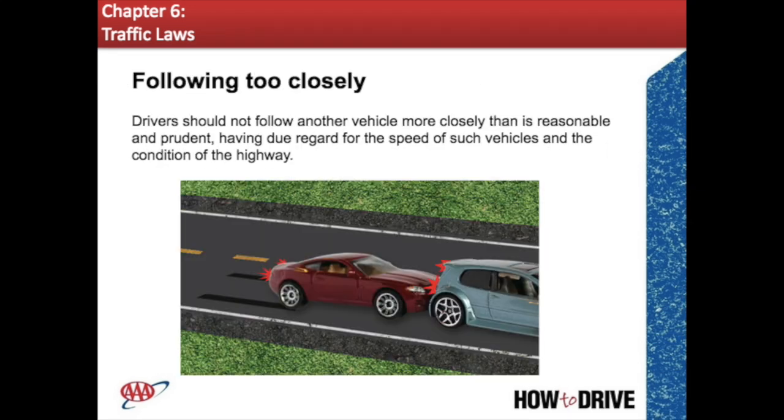Now we have following too closely. Drivers should not follow another vehicle more closely than is reasonable and prudent, having due regard for the speed of such vehicles and the condition of the highway. If following too closely, drivers don't have enough time to respond to emergencies. If the driver in front of you stops suddenly, you will not have enough time to stop. Drivers who tailgate are unable to see a safe distance down the road.